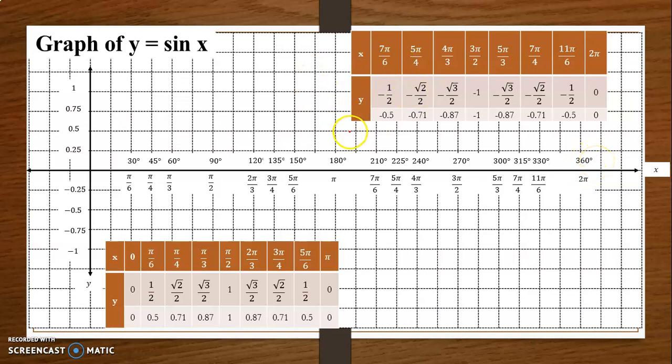So let's start plotting. We'll start here. So 0. If x is 0, then y is 0. If x is pi over 6, this is 1/2 and 0.71. Okay, and so on.